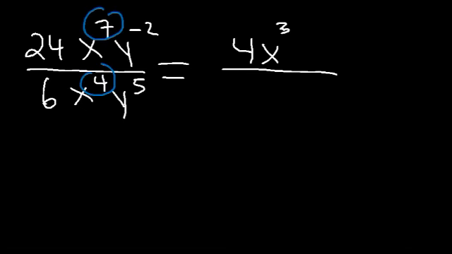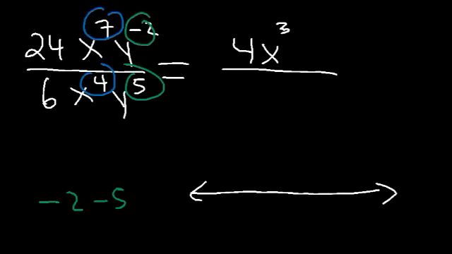Now what about the next one? Y to the negative 2 divided by y to the 5th power. So negative 2 minus 5. To subtract it, you can use the number line. So here's 0, here's negative 2. So you need to go 5 units to the left. Whenever you subtract, move to the left of the number line. If you need to add, move to the right. So 1, 2, 3, 4, 5. This is -3, -4, -5, -6, -7. So -2 minus 5 is -7. And initially it goes on top.